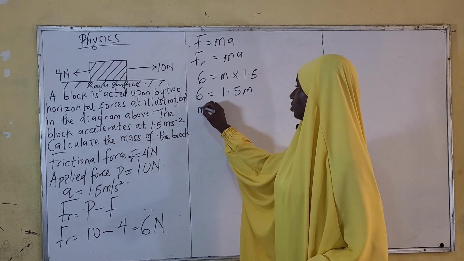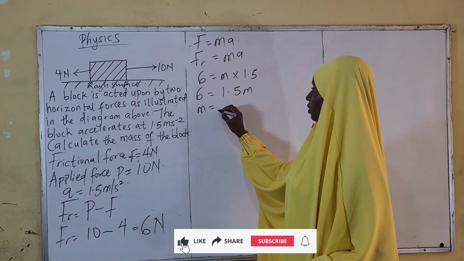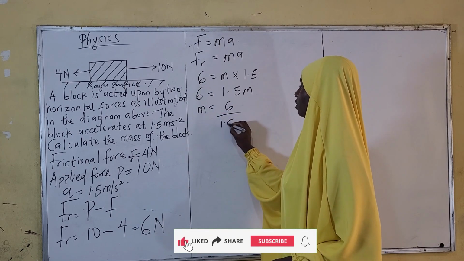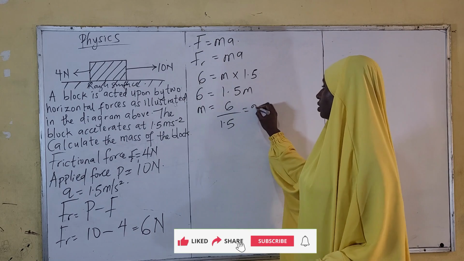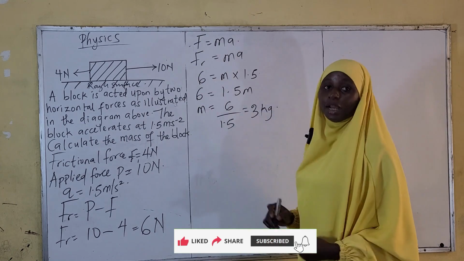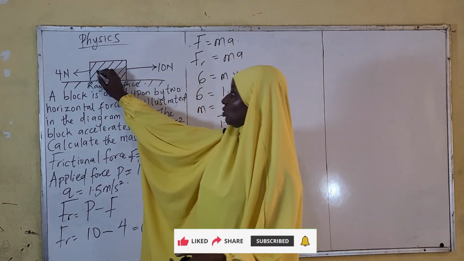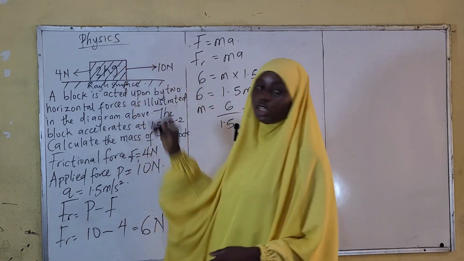So the next thing is to find m, which will give us 6 over 1.5, which is 3 kilograms. That means the mass of this block here is 3 kilograms.